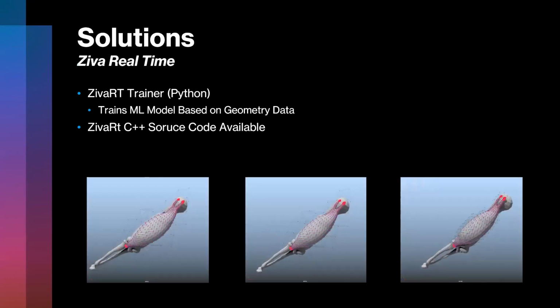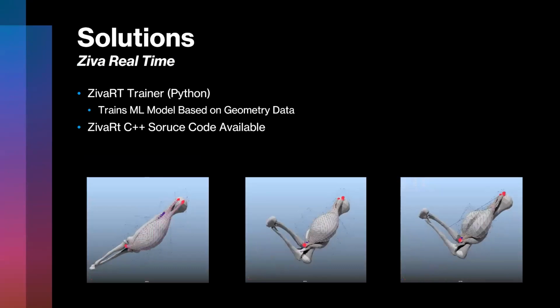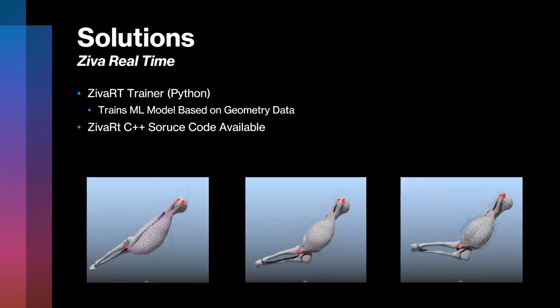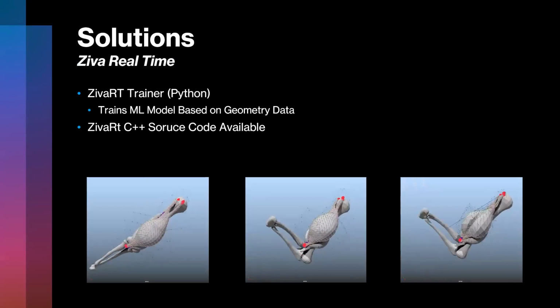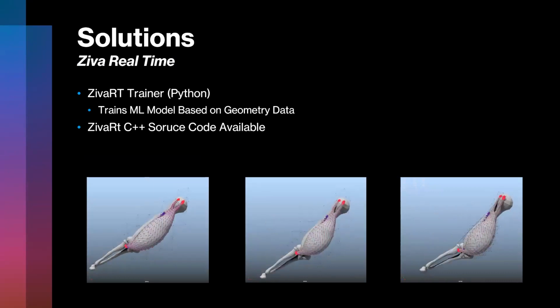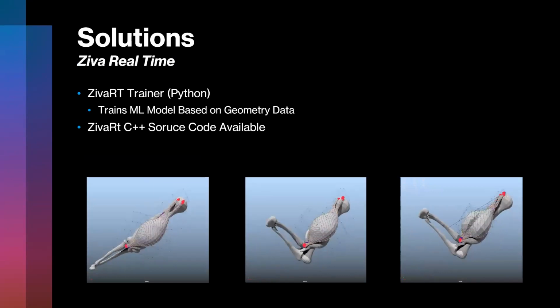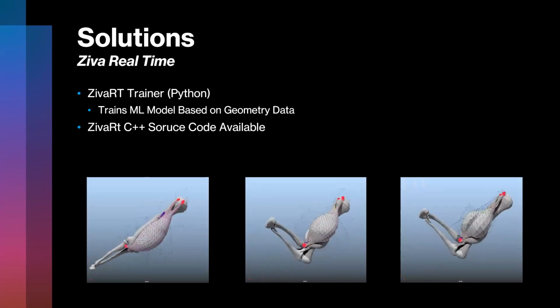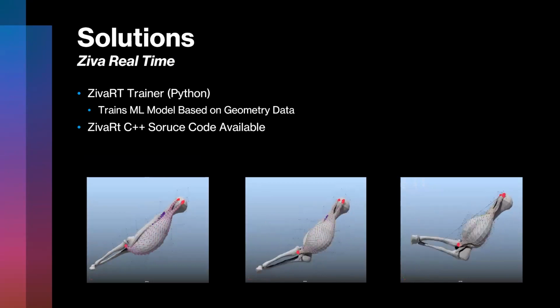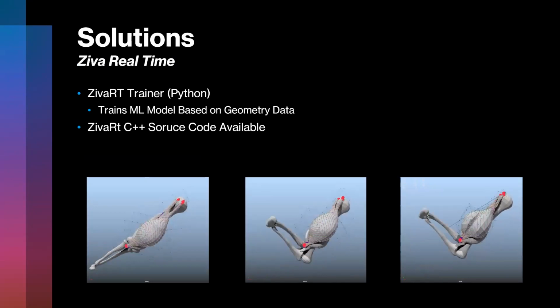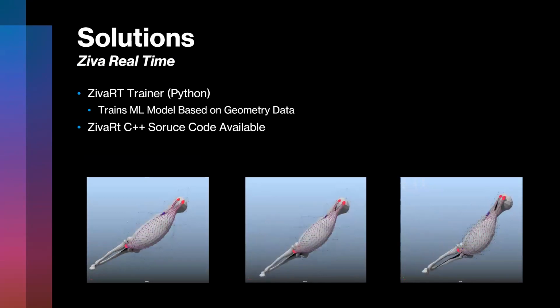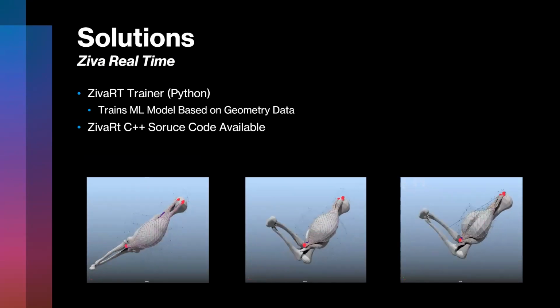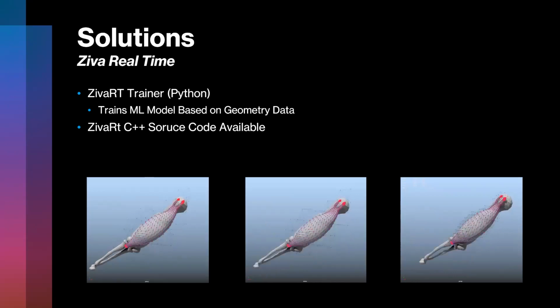Okay, so this is one of the solutions. Ziva Real Time provides these physics-based deformations. You can see this is a representation of the bicep muscle, and you can see the deformation happening almost in real time. Now, what Ziva provides is a machine learning model that can train using the information they generate in their software, the Ziva VFX software.